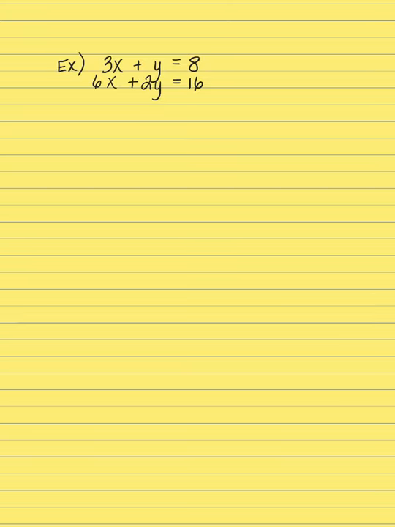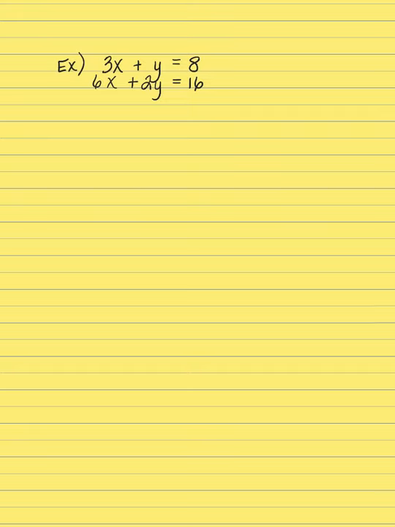Okay, if you look at this example, what you're going to notice is that if you look at your x's, you have 3x and 6x. They're not opposite, so they're not going to eliminate. If you add, you'll end up with 9x. And then y and 2y, if you add straight down, you will get 3y. So we need to come up with something that will help us to eliminate the x or the y.